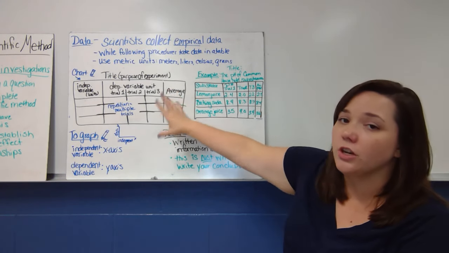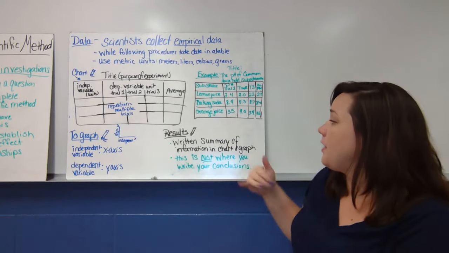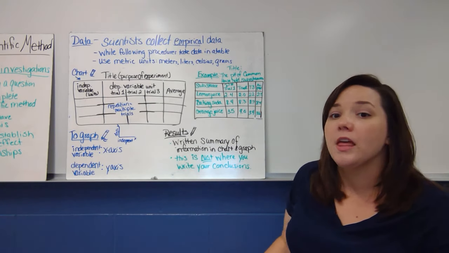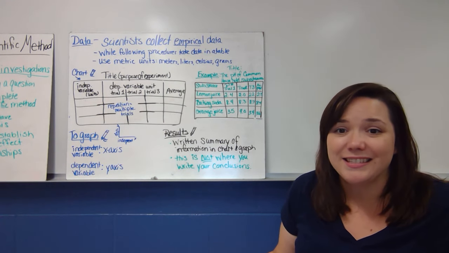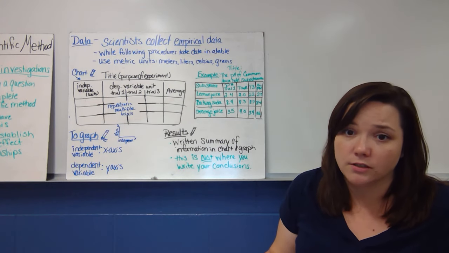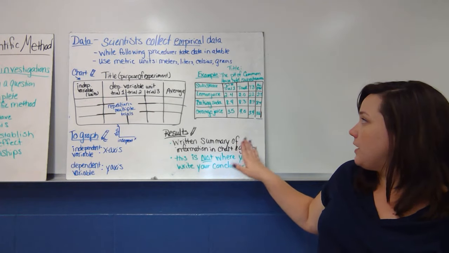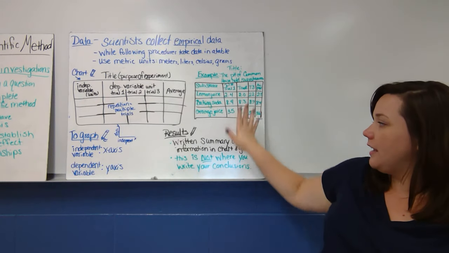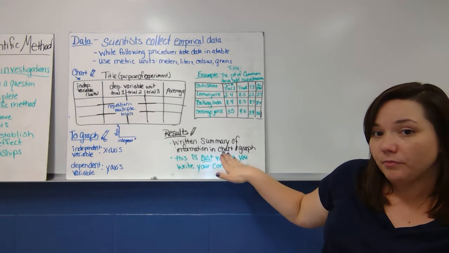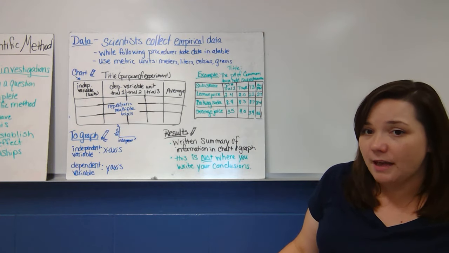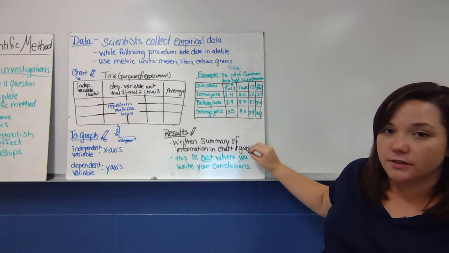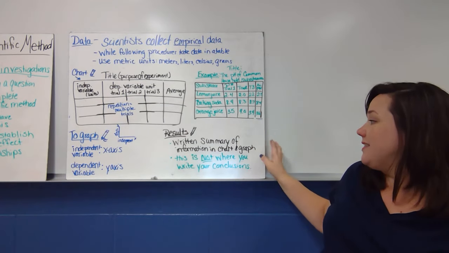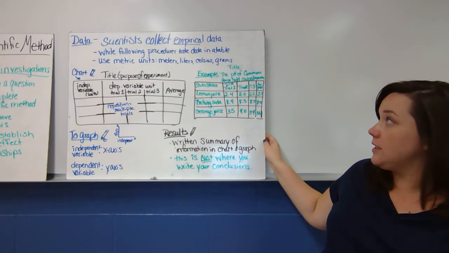Finally, after you've done your chart, after you've done a graph, then we start talking about our results. The results section, when we're talking about an experiment, is not where you write your conclusions. It is where you take all of that lovely data and you write it in words. You might give some little anecdotes about things that happened, but you're mostly just giving us this information in words. That's it. This is not where you're writing your conclusions.